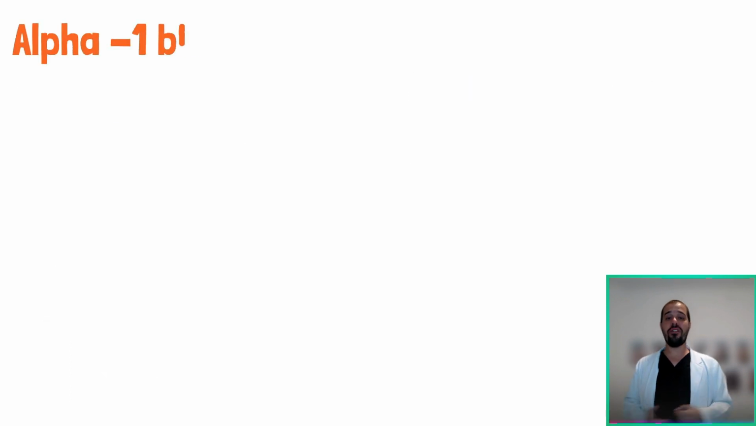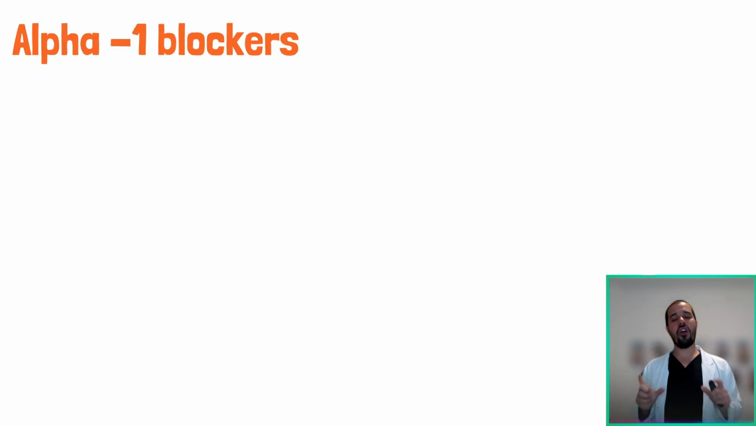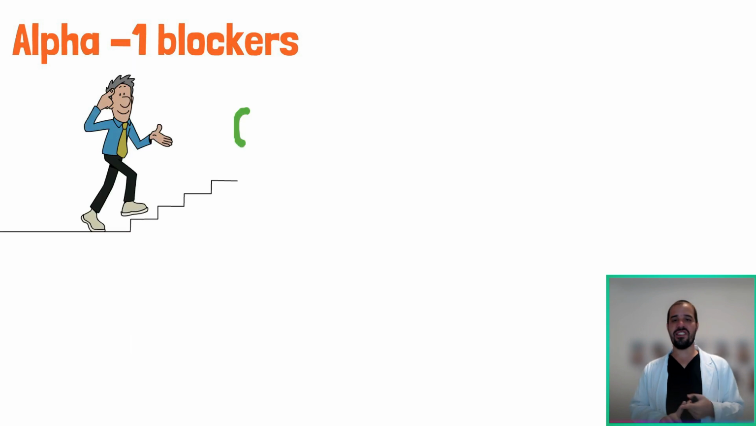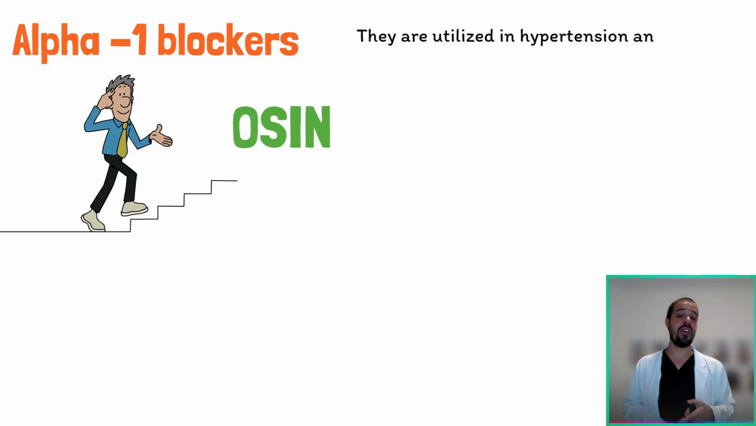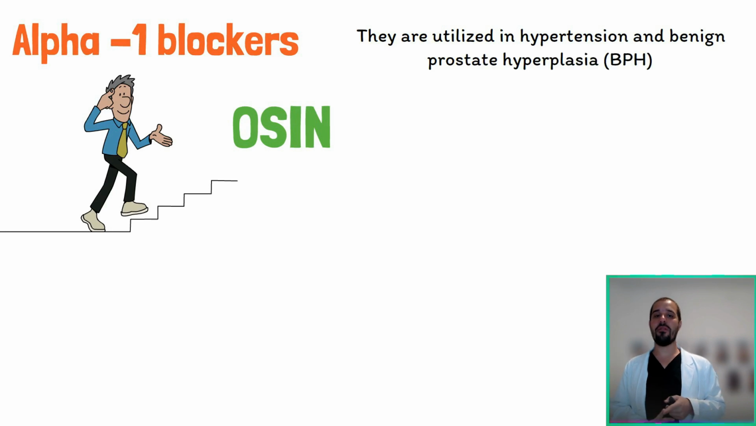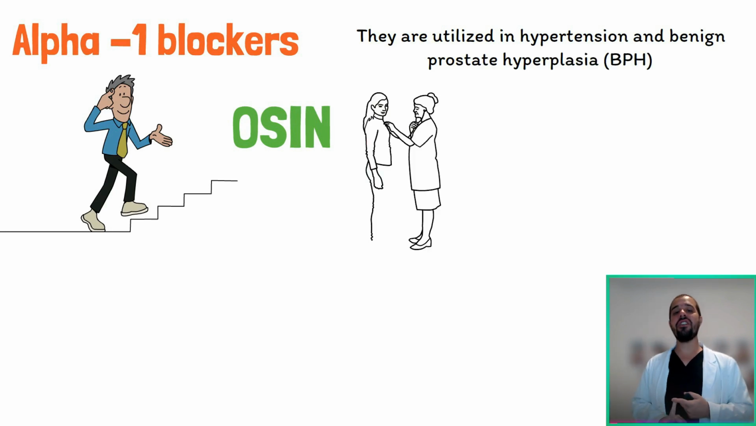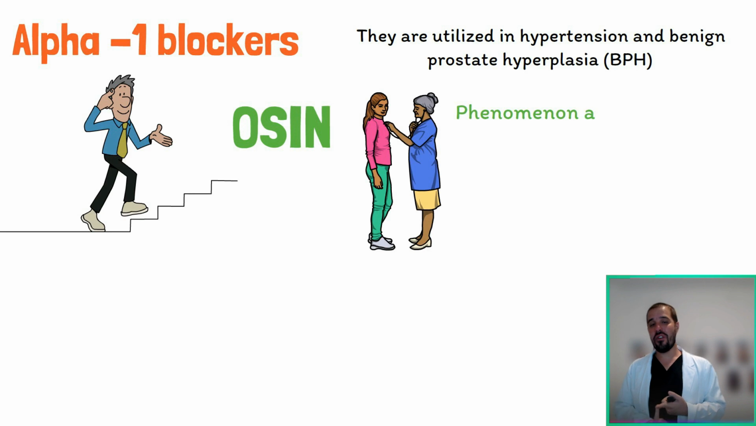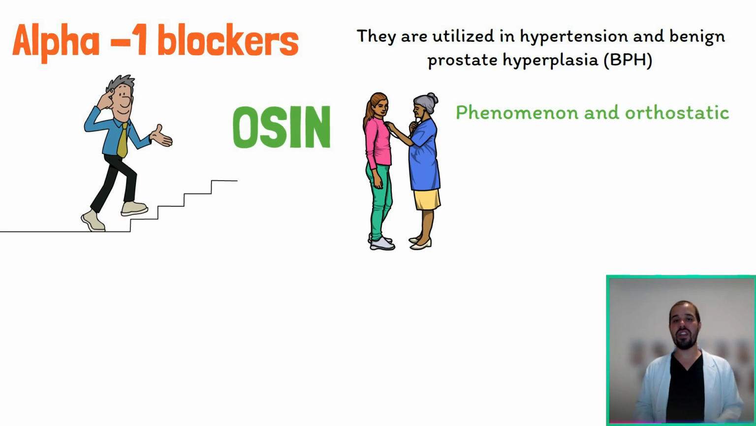That wraps up the alpha-1 blockers class. Alpha-1 blockers are pretty straightforward as they all end in -osin. They are utilized in hypertension and benign prostate hyperplasia. You need to educate the patient on things such as first dose phenomenon and orthostatic hypotension.